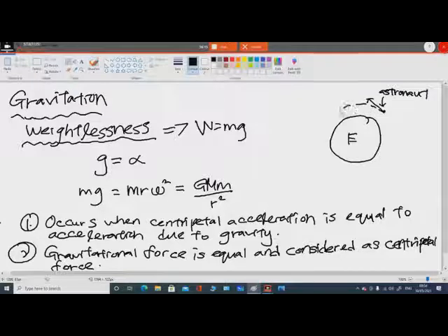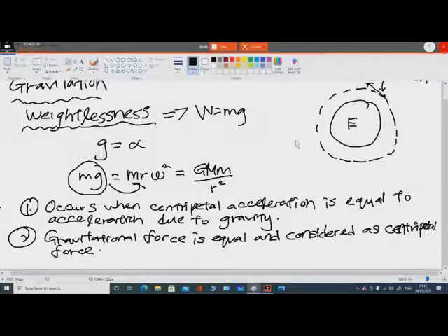instead of falling down into the center of the earth. So this is how we explain the weightlessness. Since our weight is converted into centripetal force, we lose our weight and we will feel weightless in outer space. So this is how we explain the weightlessness. So we have done this part.